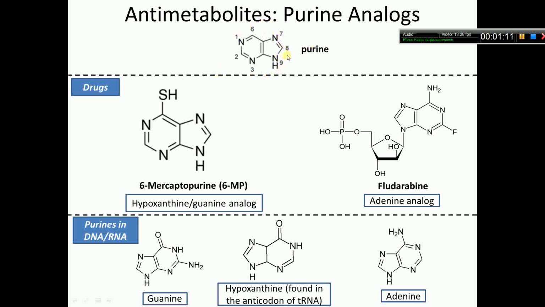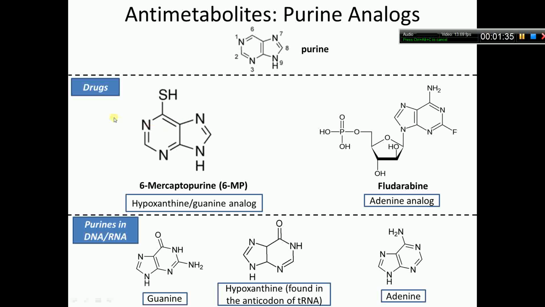Up the top here is the structure of a real purine or endogenous purine. The drugs are in the second row here. We have 6-mercaptopurine and fludarabine. Okay, these drugs, there's a lot of complex things we could say about them. We could get heavily into the medicinal chemistry, but I don't really want to worry about that.